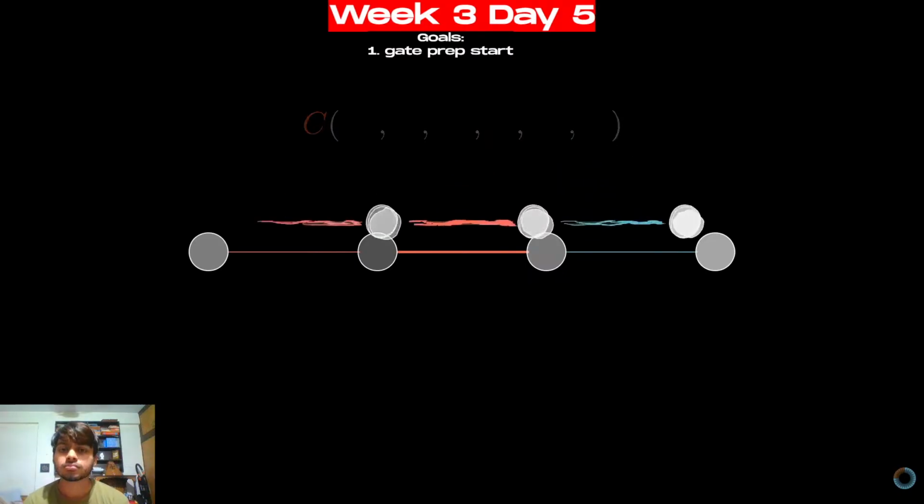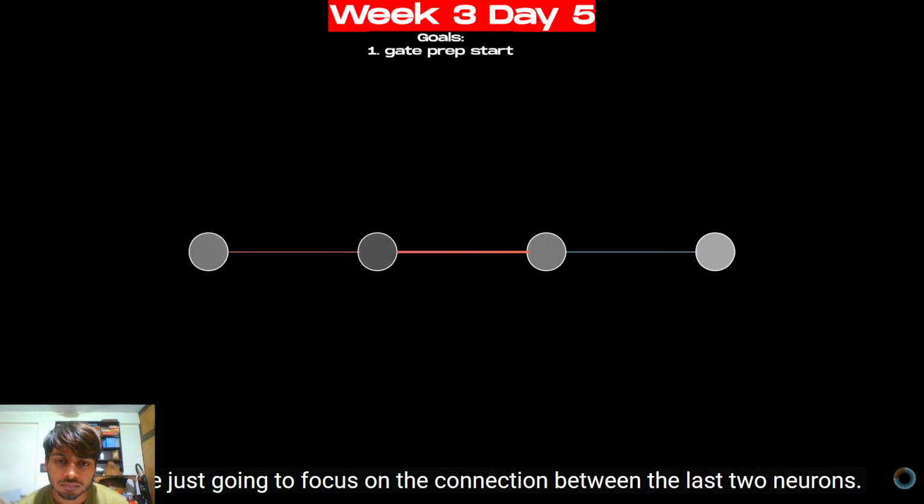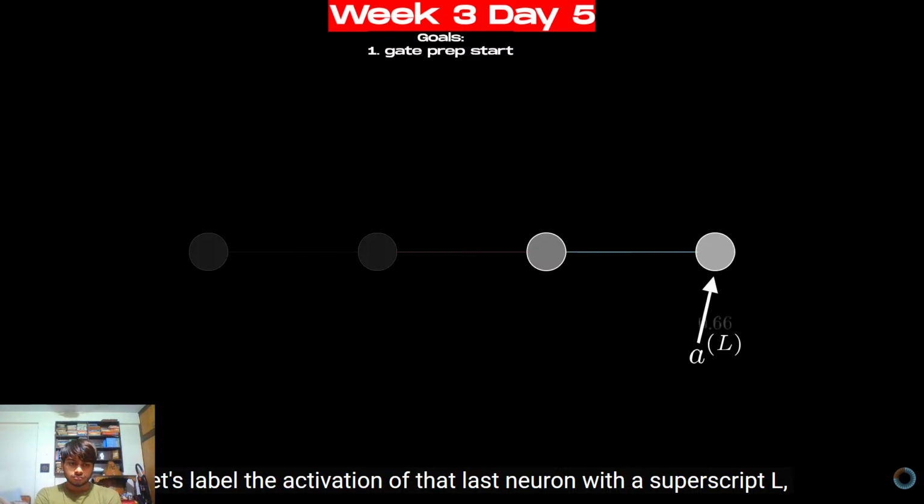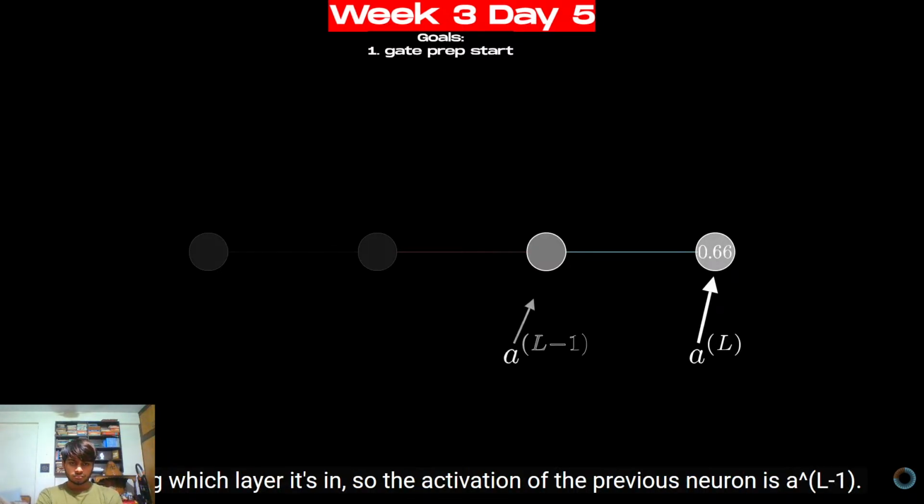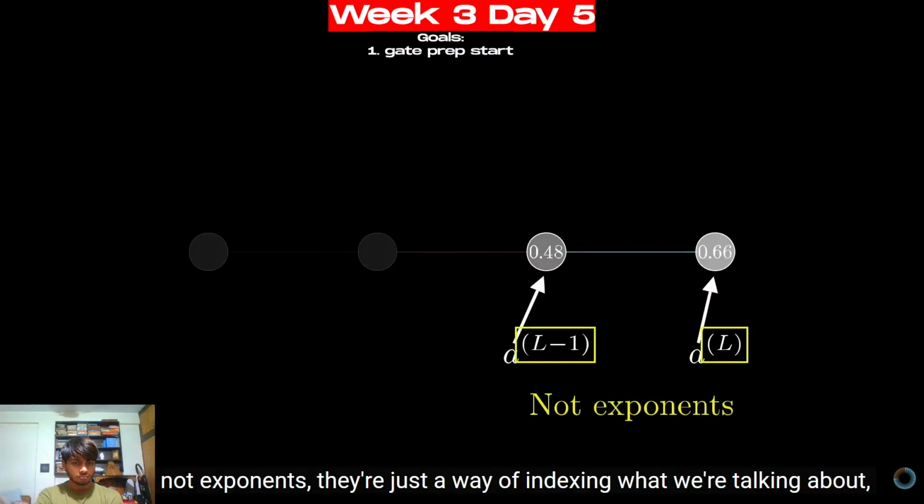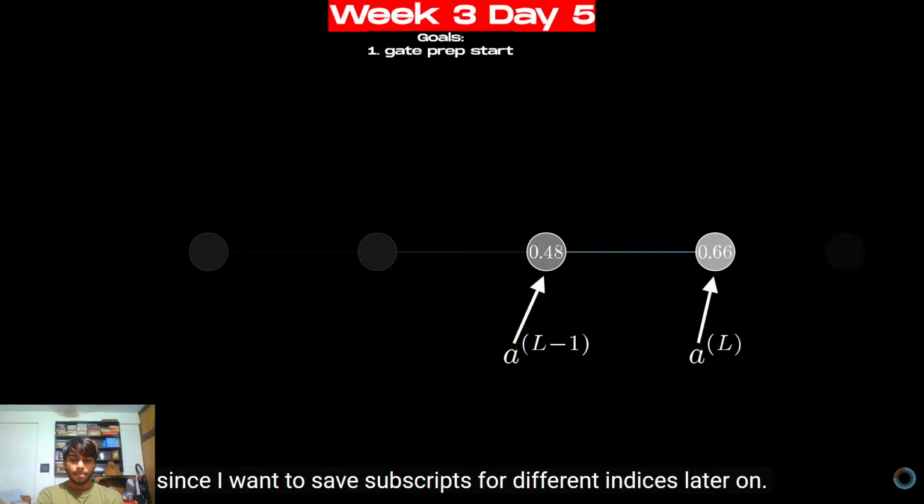And we're just going to focus on the connection between the last 2 neurons. Let's label the activation of that last neuron with a superscript L, indicating which layer it's in. So the activation of the previous neuron is AL-1. These are not exponents, they're just a way of indexing what we're talking about, since I want to save subscripts for different indices later on.